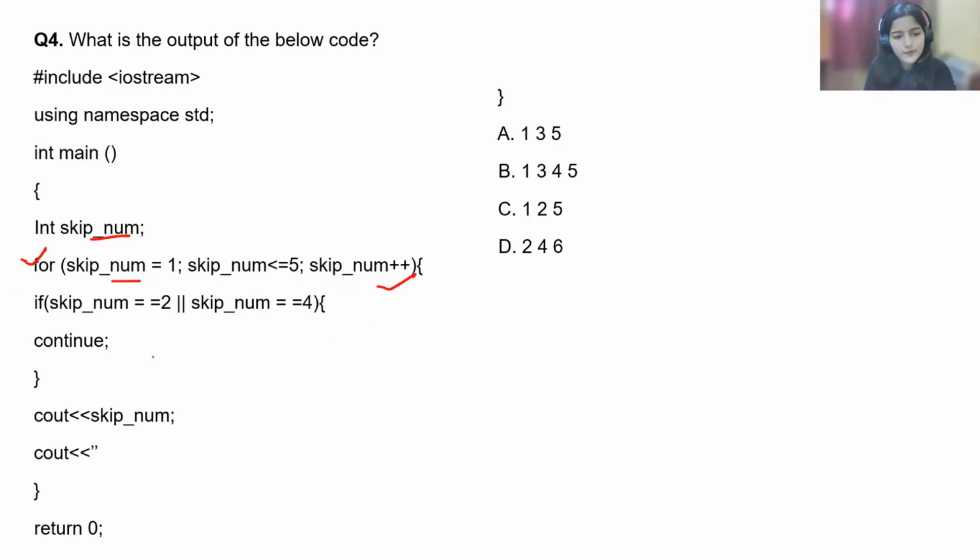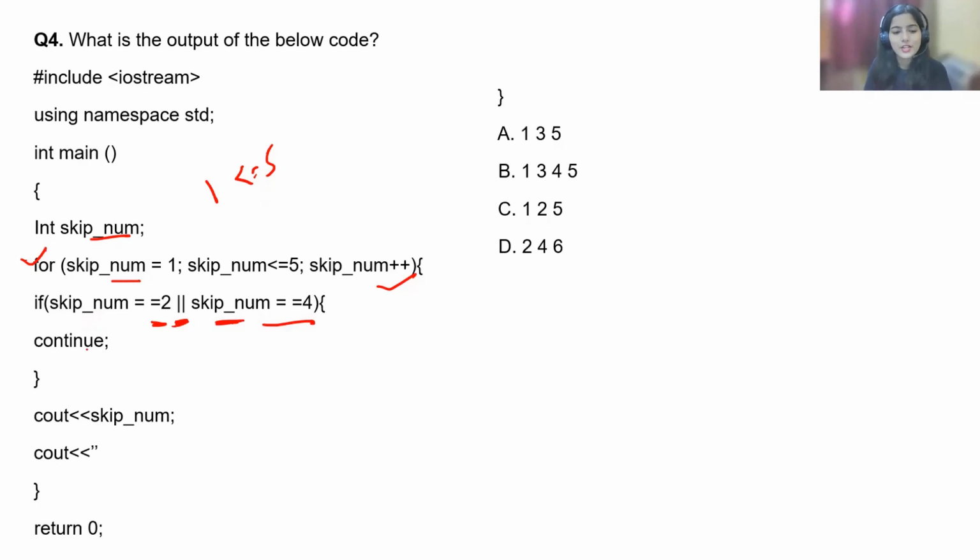So in this function, if the value of skip num becomes equal to 2, that will definitely happen, because we are taking our loop from 1 to less than or equal to 5. So obviously in between we'll be having 2, and also another or condition. This is what double pipes are known as: or. So if any of these conditions is true, it means if skip num is 2 or if skip num value is 4, that is definitely going to happen because we are having the loop in the range of 1 to 5, right?